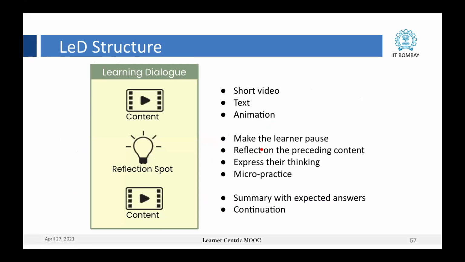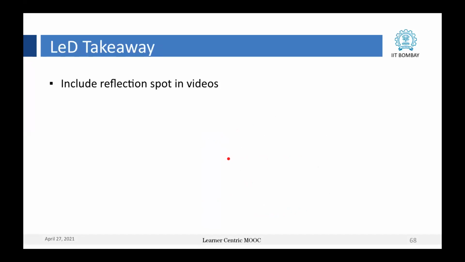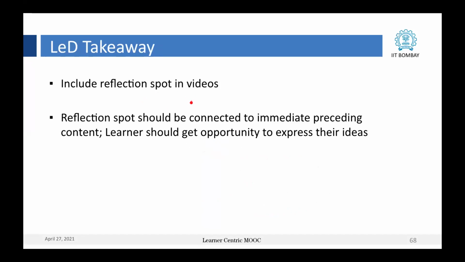Okay, so just to take you through this, the learning dialogue has content, which is a short video, text or animation. Then a reflection spot, to make the learner pause, reflect, express, and do micro practice. Then the continuing content could be a summary with expected answers and a continuation. So the LED takeaway for you is to include a reflection spot in your videos, and it should be connected to the preceding content and give an opportunity to the learner.